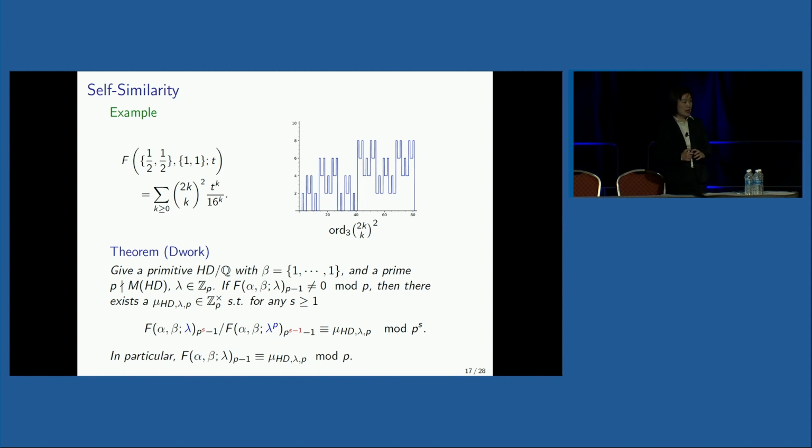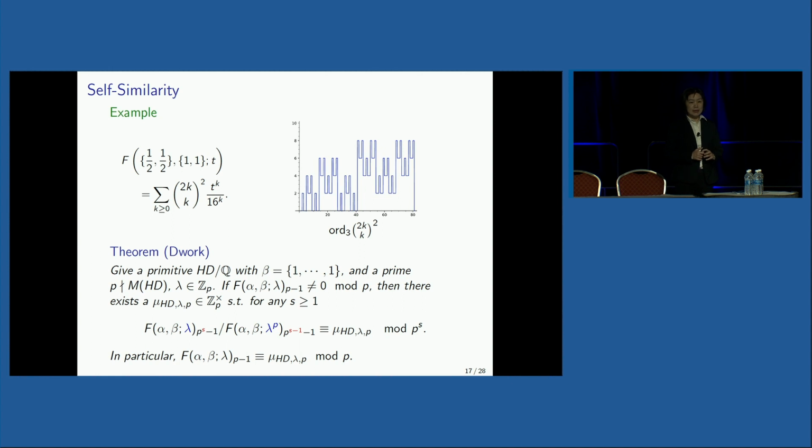Based on this type of self-similarity, Dwork attained the following very fundamental result. I'm only stating the easiest version in this talk. If I have a hypergeometric datum which is defined over Q and primitive, in Dwork's version, beta consists of all ones. Then Dwork tells you if you pick a p that you like, also co-prime to the level, and then you pick any lambda which is p-adically integral.